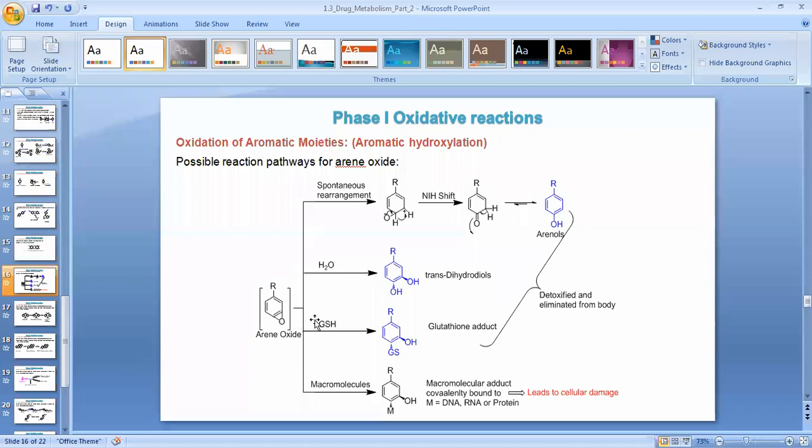Now the third way through which aromatic hydroxylation takes place is the glutathione adduct.